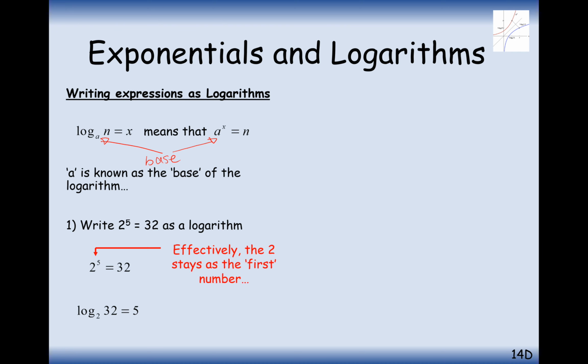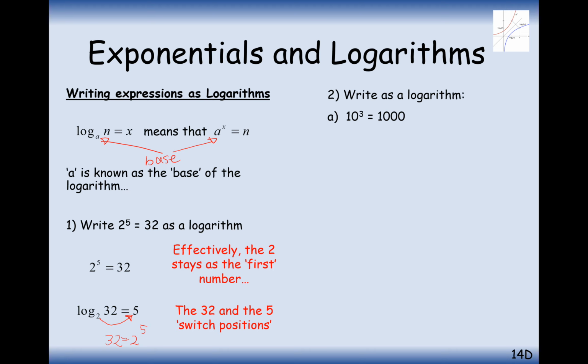Okay, so 2 is the first number, and then 32 and the 5 effectively switch positions. Another way of thinking about this is you can undo this by using the 2 to come along and boost up the 5, and you'll get your answer here of 32. That's how I think about it when I first learned this topic. It's the 2 that's the base number that's going to come along and bump up the 5 to make the 2 the base number still, but it will have 5 as a power.